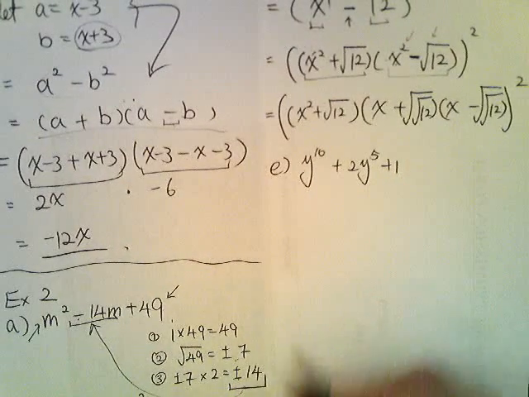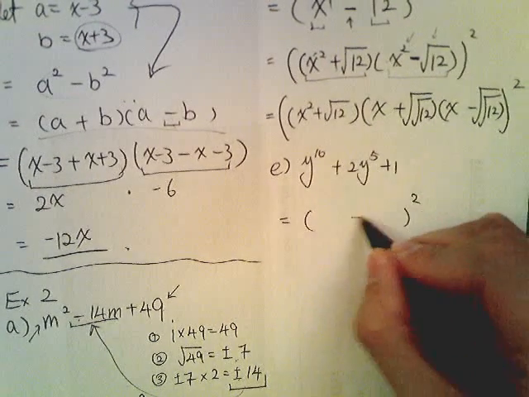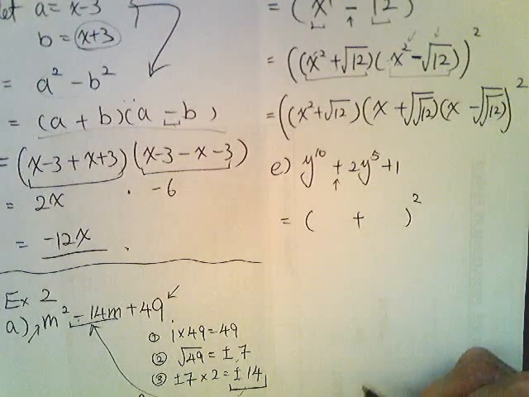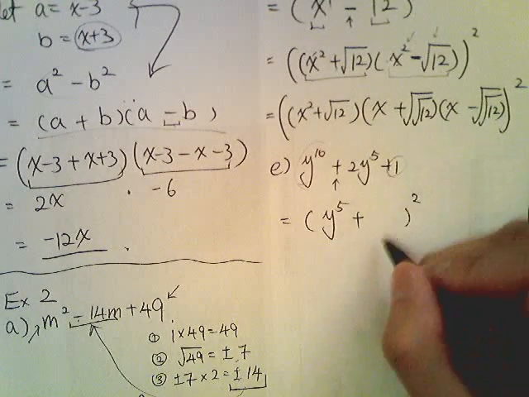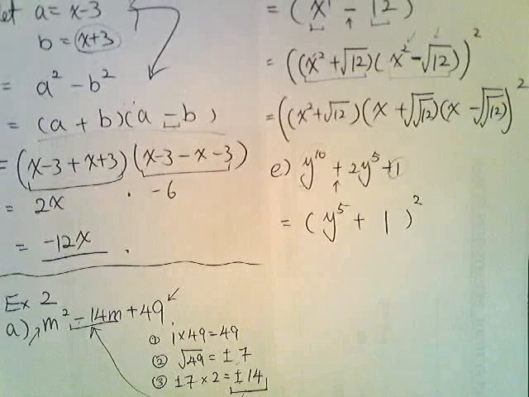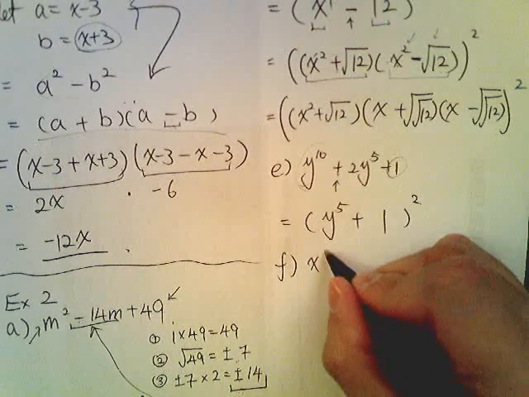Now, having said that, it's a perfect square term again, squared, positive, since the middle term is positive. The square root of the first one will be y to the power of 5. The square root of the last term will be just 1. Okay? Now, f. F is something that can be a bit challenging.